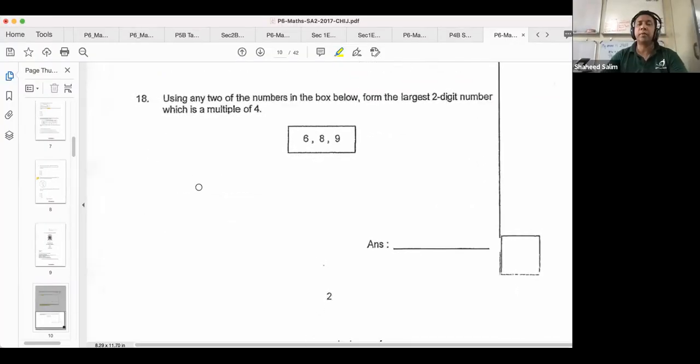Let's try now. Using any of the two numbers. They have so many things. They want you only to use 2 of the numbers. Congratulations, Mr. Darwish. What about the rest? But the number must be able to be divided by 4 lah. That's what they're saying. You can get bigger than that. Zahin can get bigger than that.